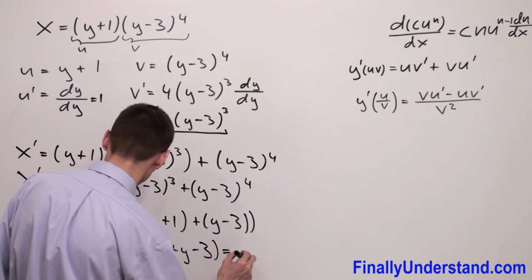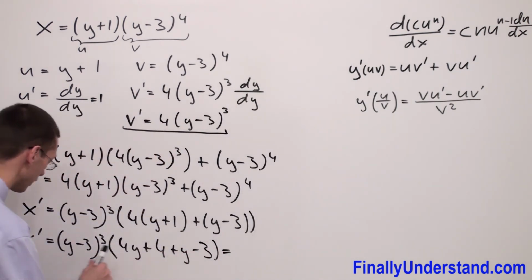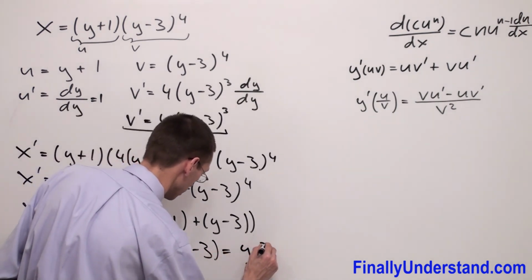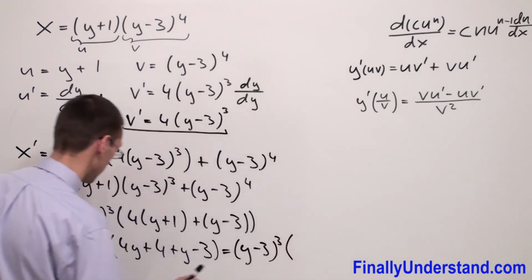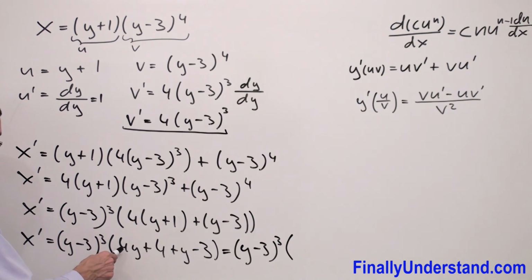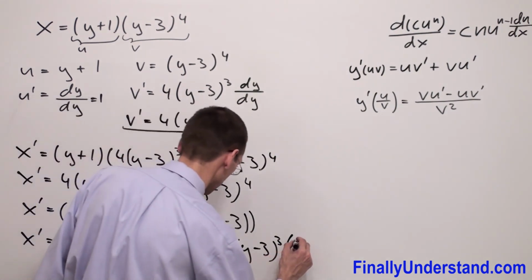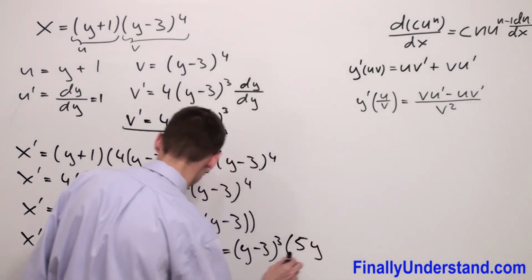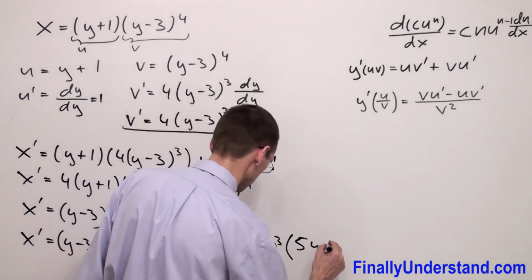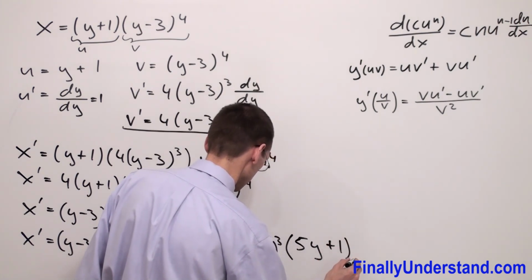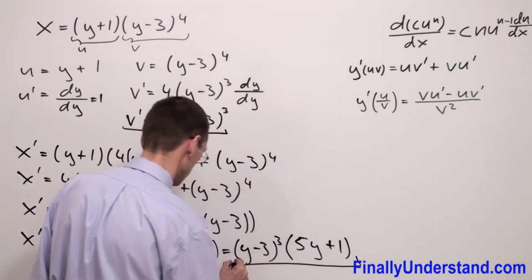This is equal to, copy down, y minus 3 to the third power, and I have inside of the parentheses 4y plus y is equal to 5y, and I have 4 minus 3 is equal to 1. Okay, and this is my solution to this problem.